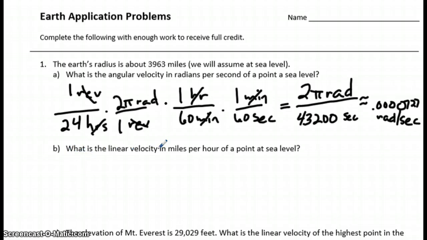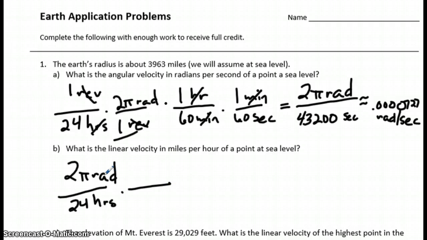We need to know the linear velocity in miles per hour of a point at sea level. So as you're rotating, change the angular velocity to linear velocity. Well, again, let's start out with our angular velocity for a point at sea level. We can start out with either 1 revolution is 24 hours, or we can say 2 pi radians is 24 hours, because we know there's that relationship just by looking right here. So I'm going to start out with 2 pi radians in 24 hours.